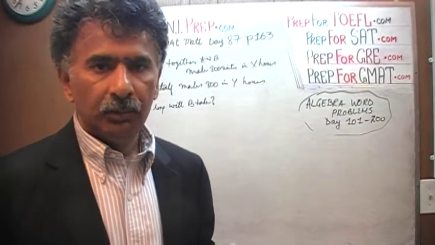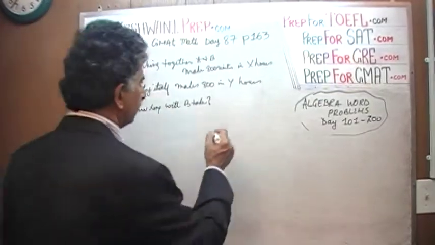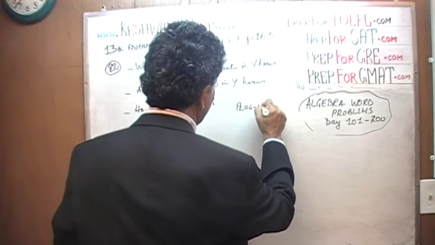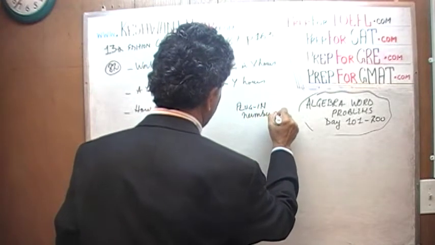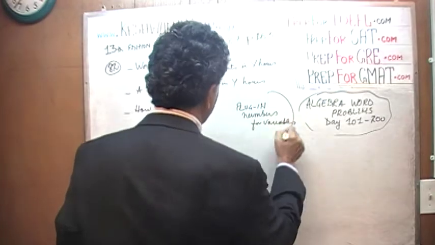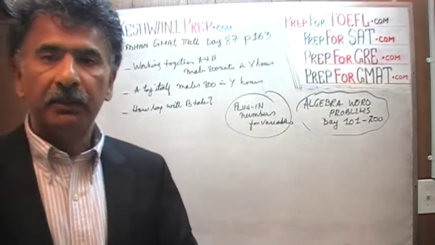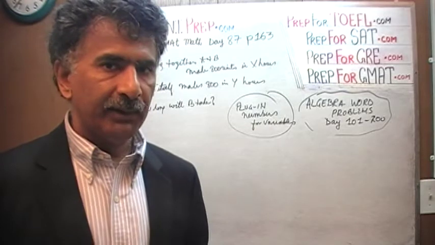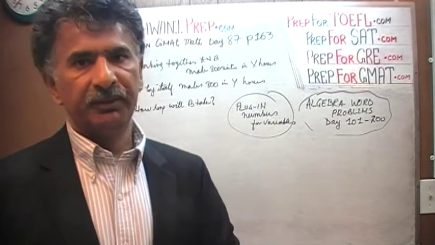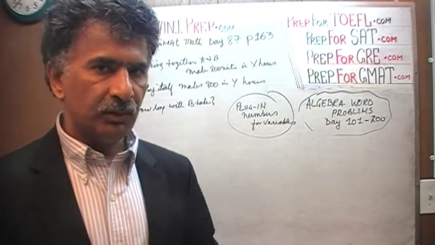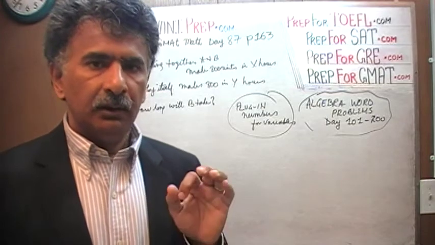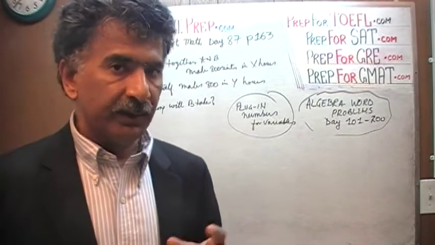In the quick and dirty way, what you do is you plug in numbers for variables. We plug in numbers to the variables, and thereby we convert a fairly complicated algebra problem into a very simple arithmetic problem. You can plug in any number that you want to plug in, anything at all. It will always work as long as your arithmetic is correct.